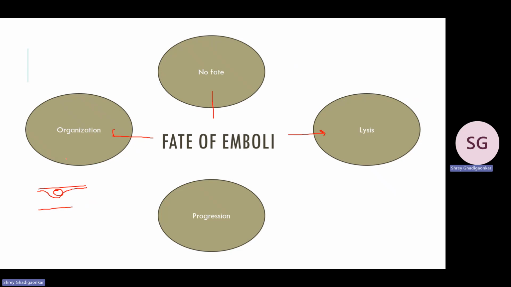Finally, you can also have progression, which is, for instance, in 10 to 15% of cases, where the obstruction of the small to medium pulmonary branches can cause pulmonary infarction. But recurrent emboli can also lead to chronic pulmonary hypertension as well.